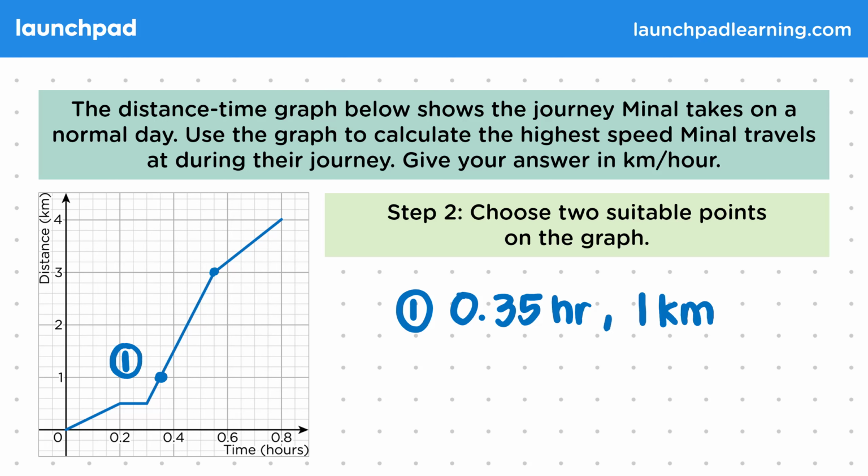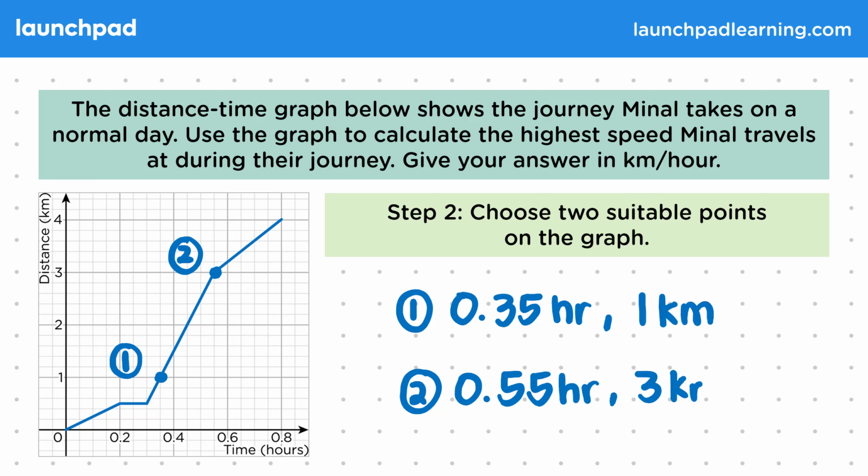Then for the second, let's choose this point, far from our first. Here, the time was 0.55 hours and the distance was 3 kilometres. You didn't have to choose these points in particular. Any 2 points are fine as long as you get an accurate answer in the end. Also notice that we're working in terms of hours and kilometres instead of seconds and metres. That's because those were the units given on the axes of this graph and what the question expects our answer to be in terms of.